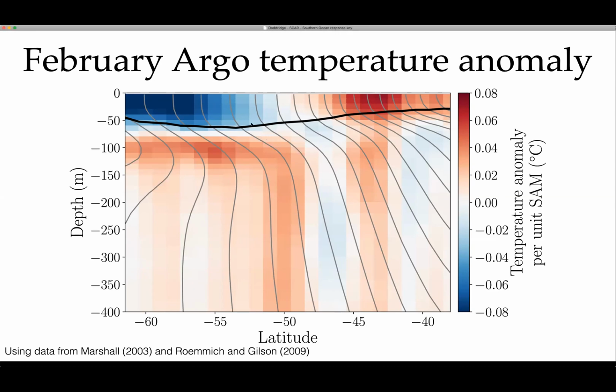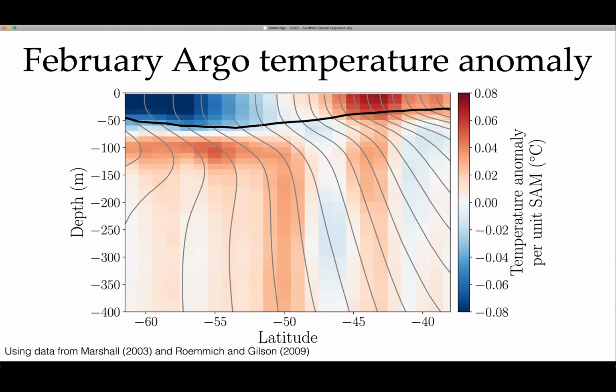And what you can see here is that south of about 50 degrees south, we have cooling at the surface. So that's the region where we have these enhanced westerlies associated with the positive phase of the SAM. And then this is the mixed layer, this black contour here. And below that, we have warming.